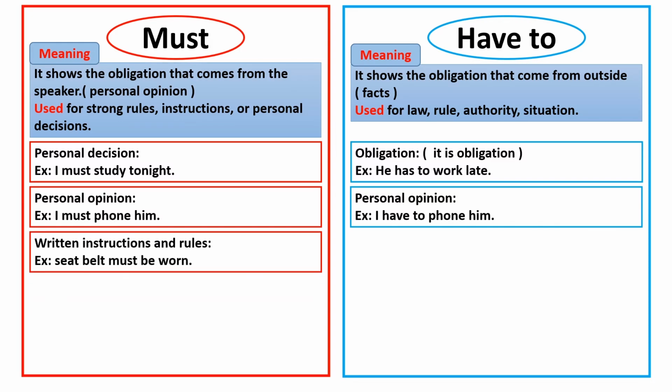The next one: in written instructions and rules, we usually use must. Seatbelt must be worn. Suppose you see it on a sticker on the seatbelt of your car or something like that.